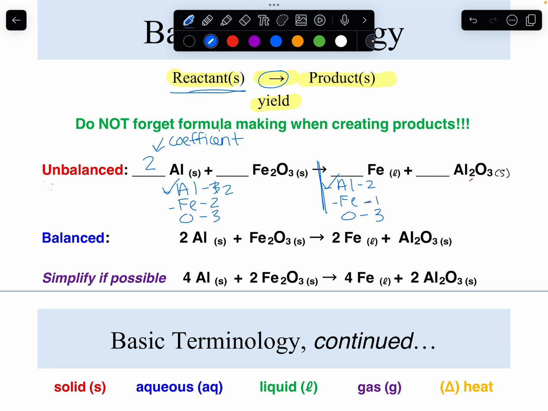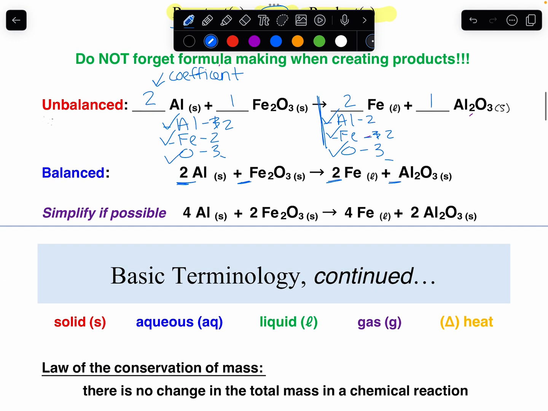Iron has 2 on this side and 1 on this side. I'm going to add a 2 to then make iron have 2. So we are good on the irons. And then oxygen in this case has 3 on this side and 3 on the other side. So they are actually both good. Now you can leave this as is, or you can put 1s here. It's whatever you're comfortable with. So again, we have 2, 1, 2, 1. So you can put the 1s, you don't have to.